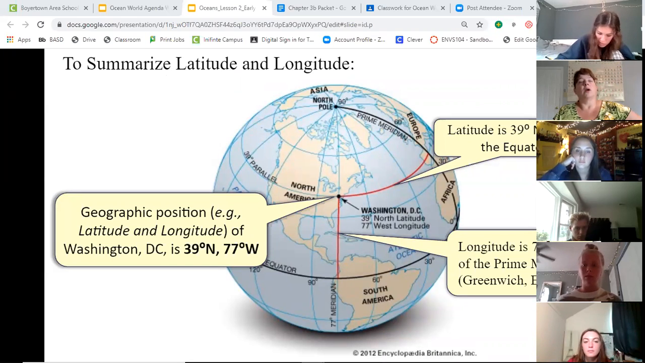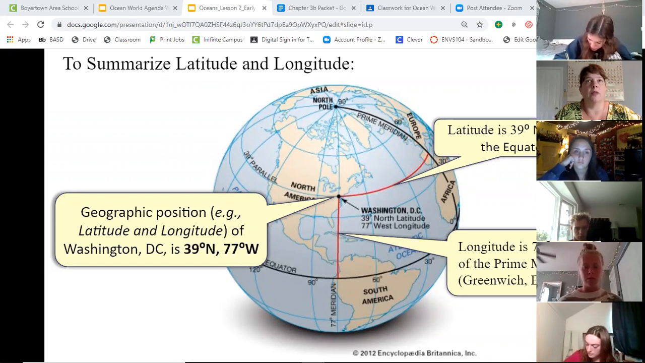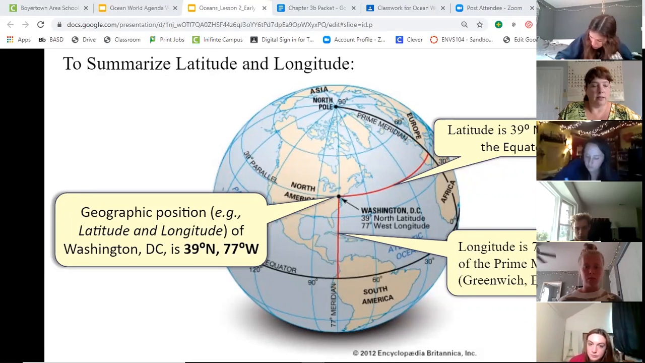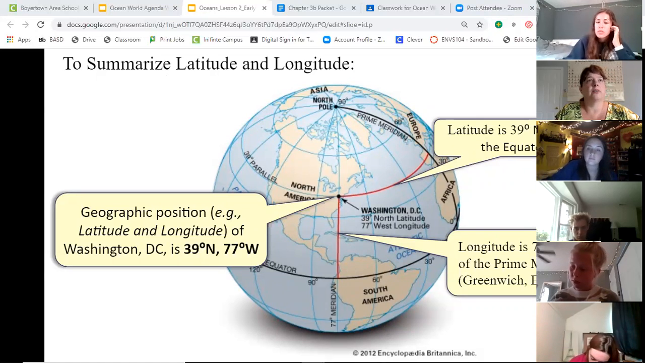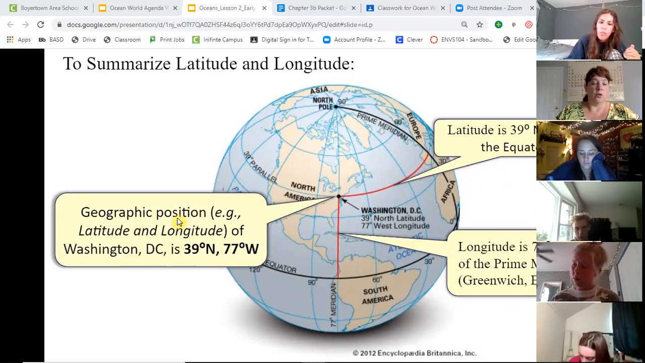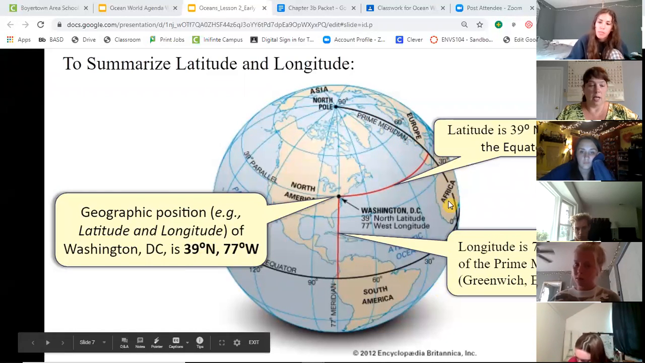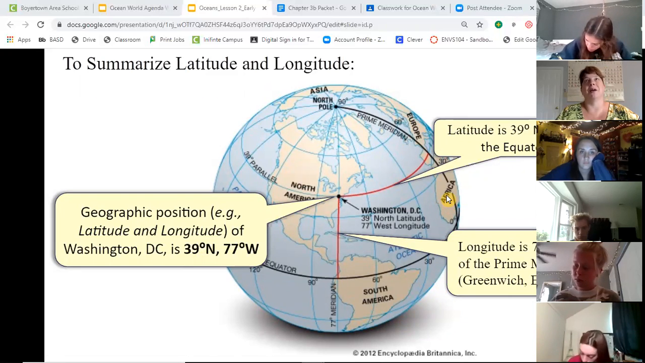All right, so just to summarize latitude and longitude, and to make sure that you would be able to pinpoint a point on the globe if you needed to. So if you are given the latitude and longitude of a point, so for example, Washington, D.C. is 39 degrees north, 77 degrees west. Longitude has a north-south designation, so that would tell you the longitude point, and latitude has an east-west designation. So you would find 30 degrees longitude by finding your prime meridian and then moving, oh, I'm sorry, I screwed that up.